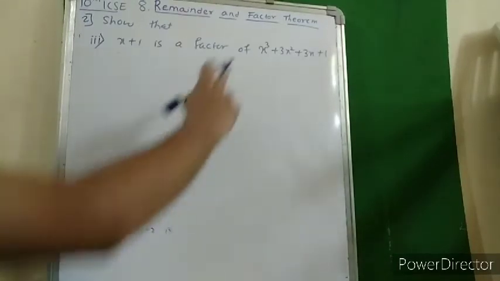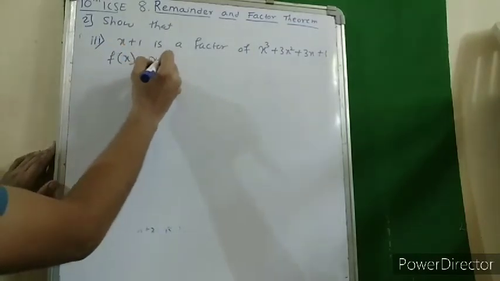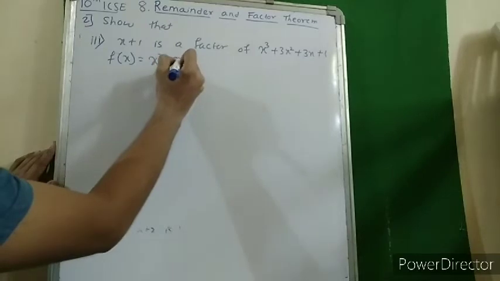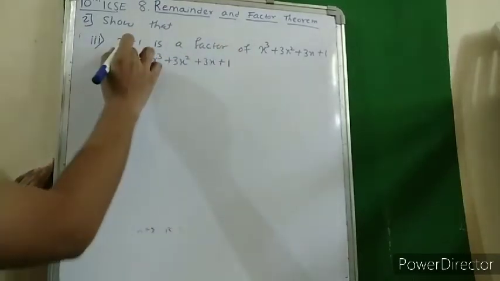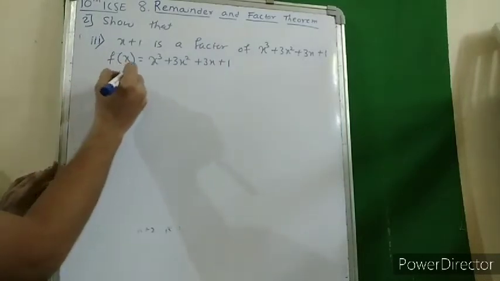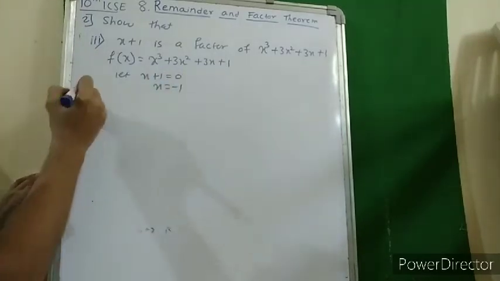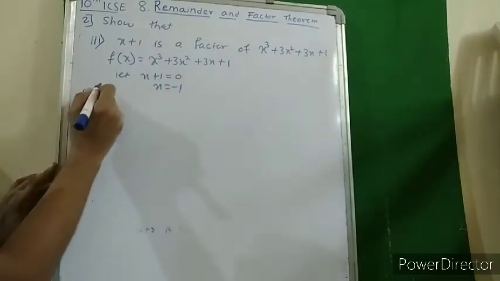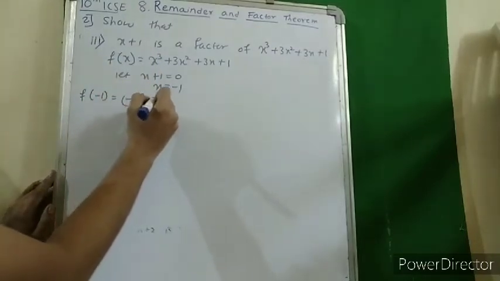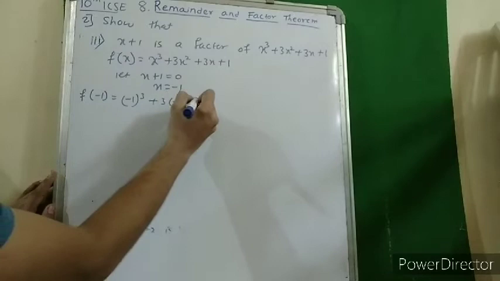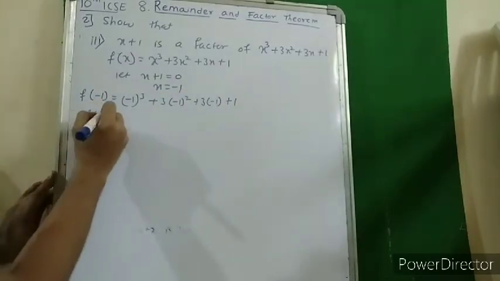Okay, now we have this polynomial. Polynomial of x is equal to x cubed plus 3x squared plus 3x plus 1. We need to show that x plus 1 is a factor, so we'll let x plus 1 be equal to 0. So x is equal to minus 1. So in place of x, I will substitute minus 1: minus 1 cubed plus 3 into minus 1 squared plus 3 into minus 1 plus 1.